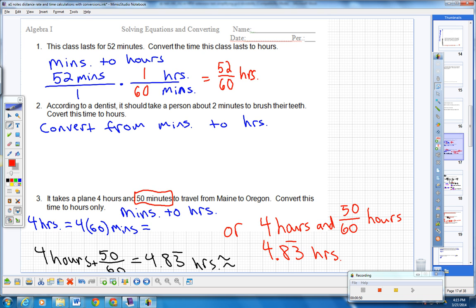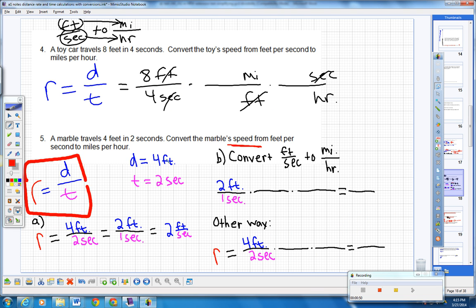Moving along, you also might have to convert from feet per second to miles per hour. I really want you to start thinking about the formula that we learned in class, distance equals rate multiplied by time, and that can be manipulated by solving for r. When I solve for r, I divide by t on both sides. I'm going to end up getting r is equal to distance divided by time.